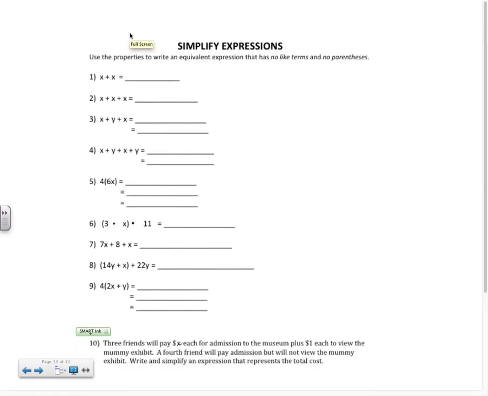Welcome back. We are still on Chapter 6, Lesson 7. We're going now to simplify expressions now that we know all about the vocabulary: terms and like terms, coefficients, constants. I'm going to be using that vocabulary. So let's look at our directions.